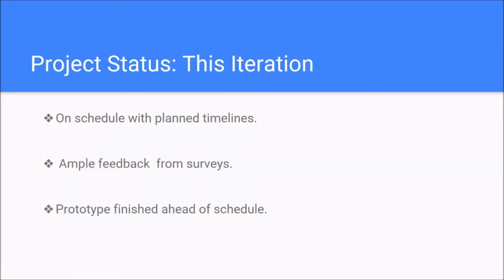For this iteration of the project, our group was able to stay on schedule with all of the planned timelines. The wide potential user group surveyed by Jake during this iteration has provided us with ample feedback that we can use to improve the design in further iterations. With Alex finishing the prototype ahead of schedule, this will make the next iteration more productive, as we will be able to spend more time refining the design.